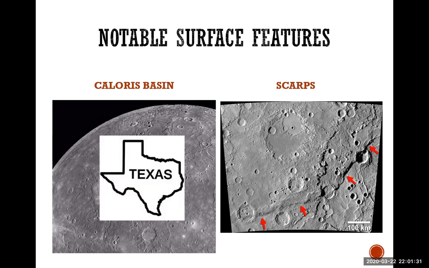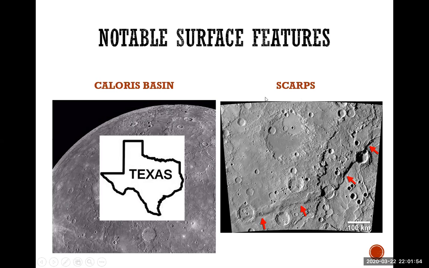And it turns out that this kind of collision was so big that it had weird consequences. I use that word as a foreshadow of future slides. The Caloris Basin was a huge impact, and its impact on other parts of Mercury will be seen in a couple of slides. But the other picture that I have here on the right are scarps.